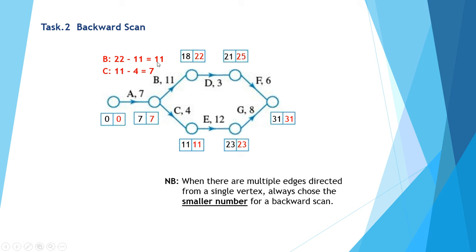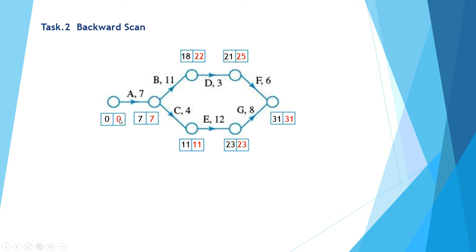Alternatively down the bottom, 31, subtract 8 gives me 23, subtract 12 gives me 11, subtract 4 would give me 7. Now unlike a forward scan, when you have two competing edges with a backward scan, you take the lower of the two numbers. So activity B working backwards would give me a time of 11, whereas activity C working backwards gives me a time of 7. So 7 is chosen. 7 take 7 of course gives me 0. So there's my completed forward and backward scan.